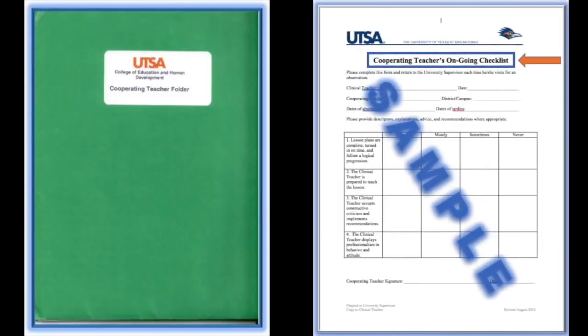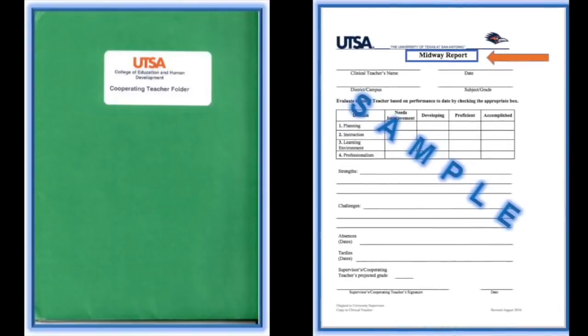The ongoing checklist is a form that is located in the cooperating teacher folder. This form may be completed by the cooperating teacher before each observation visit by the university supervisor. The form is useful for noting issues or areas for growth that should be addressed with the clinical teacher by the university supervisor. Of course, the ongoing checklist may also be used to note positive examples of the clinical teacher's growth.